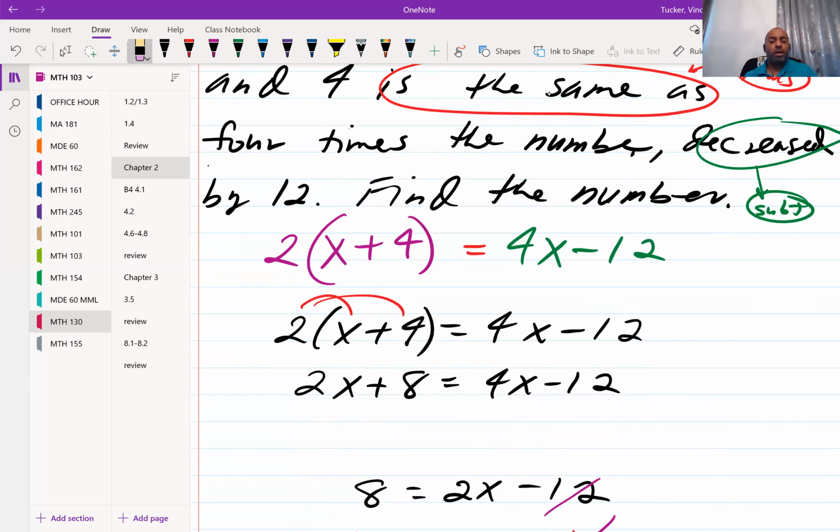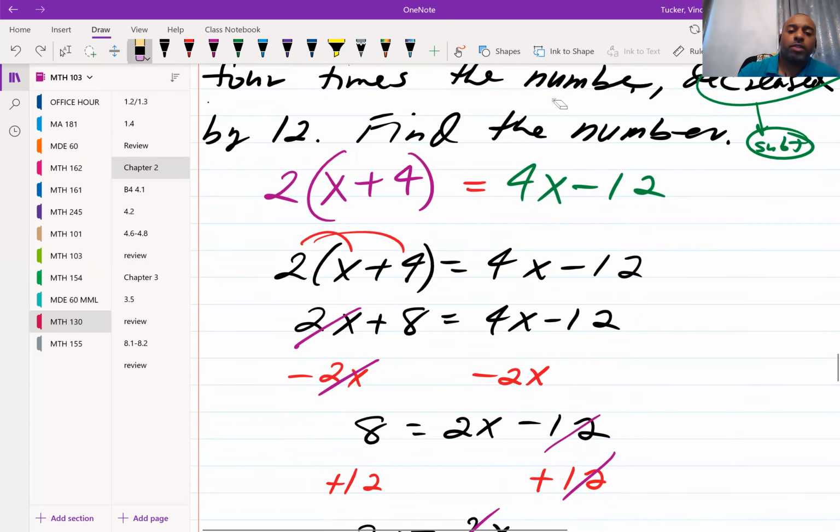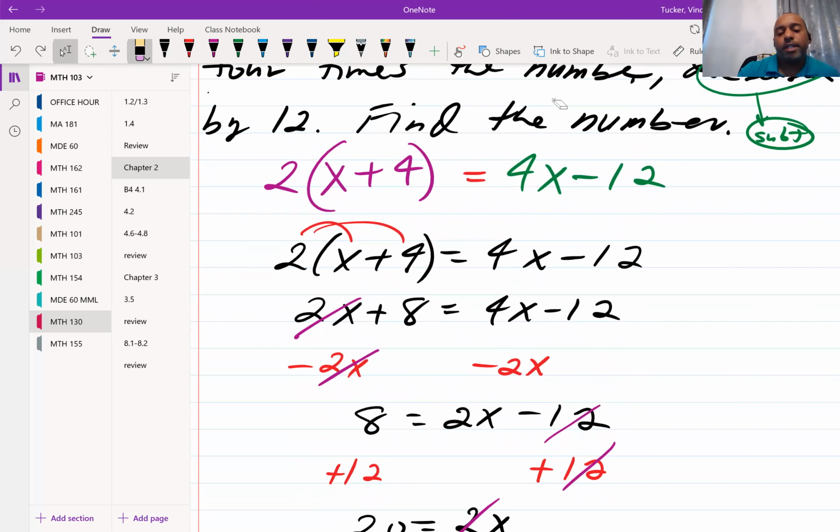Now, like we talked about last class when we were talking about solving, if you have x in more than one place, you get all of your terms with x to one side, all of your terms without x to the other. So I decided to subtract 2x. Cancels out on the left, leaving me with just 8. Then on the right, I have 2x minus 12. Add 12 to both sides.